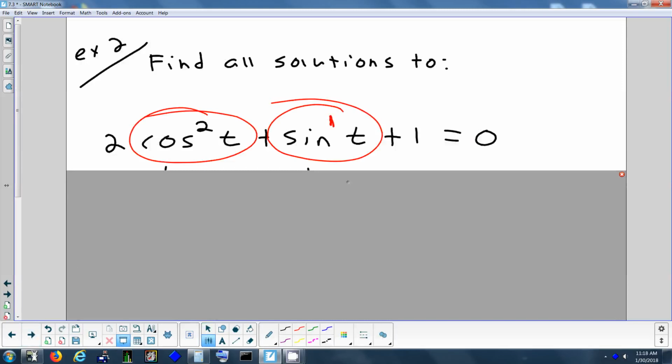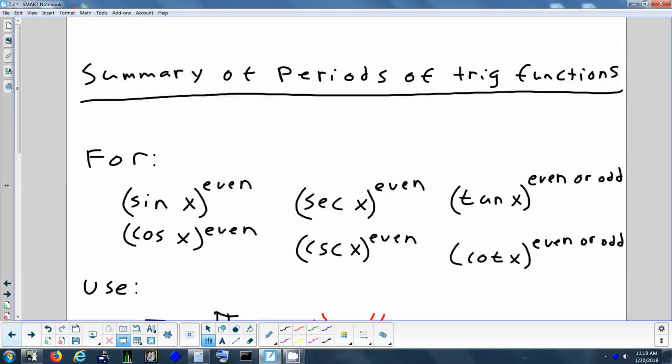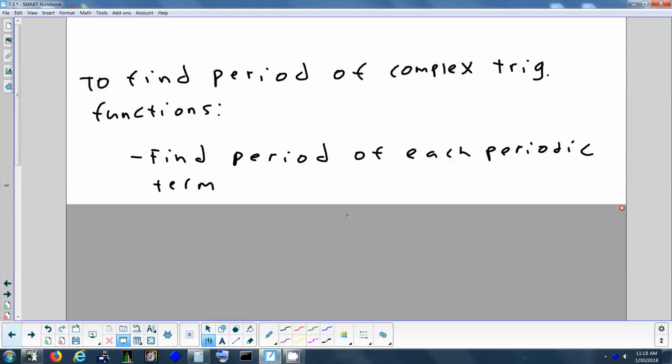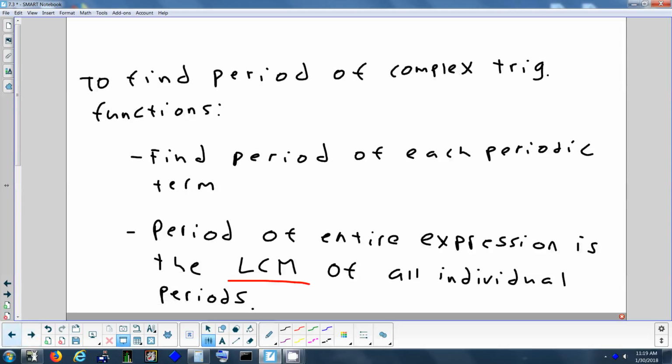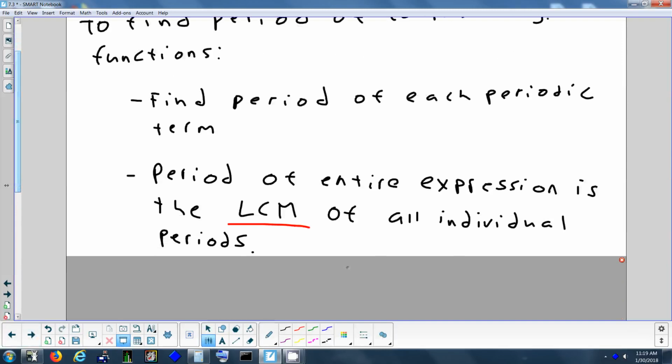1 is not a periodic term. 1 is just a number. Trig functions are periodic terms. So find the period of each thing I circled. And then the period of the whole problem is the least common multiple of the individual periods. It's the LCM.